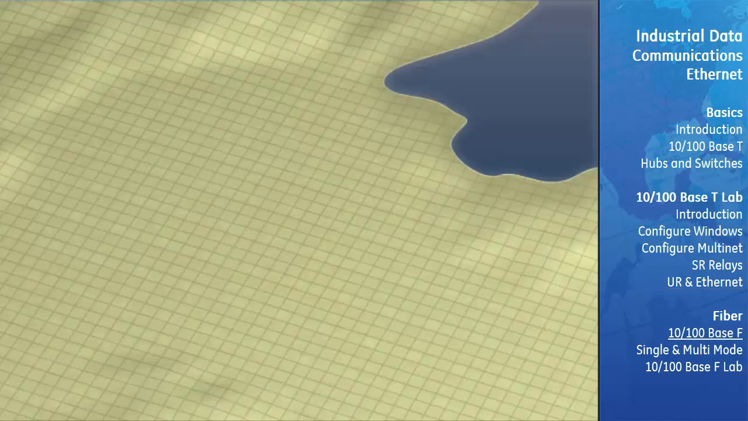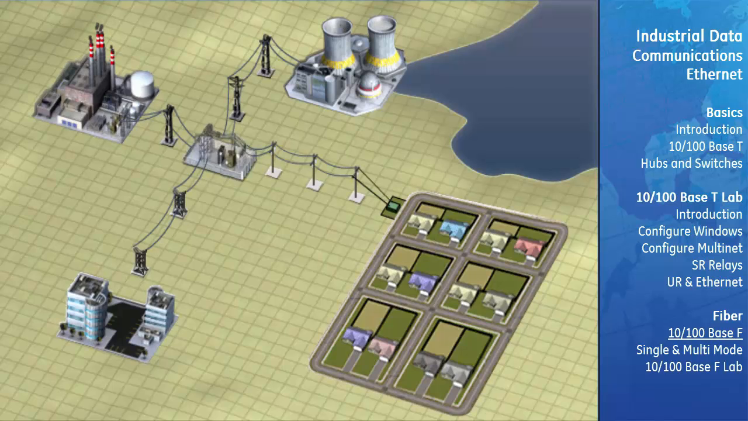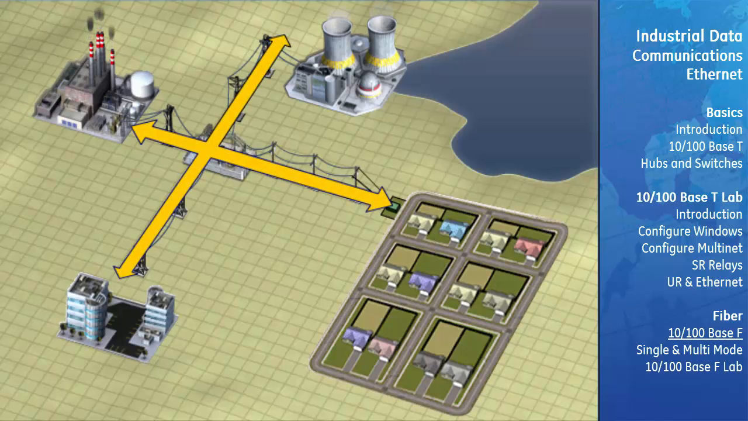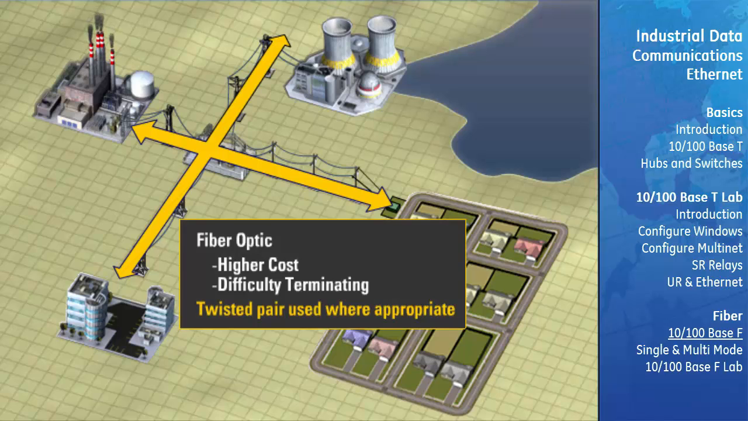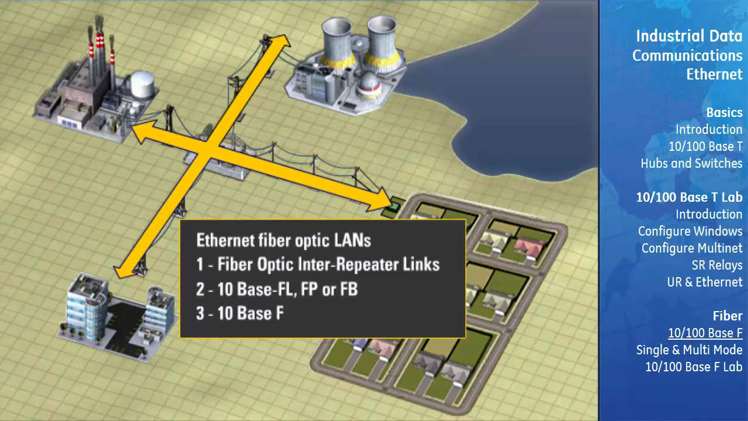In power system applications where longer distances are involved, fiber optic Ethernet is preferred over the more popular 10/100 base T LAN medium due to its immunity to EMI. The higher cost and difficulty of terminating fiber cables allows twisted pair to continue to be used where appropriate. Ethernet fiber optic LANs were first referred to as fiber optic inter-repeater links. The name was later changed to 10 base FL, FP, or FB, and then finally 10 base F.